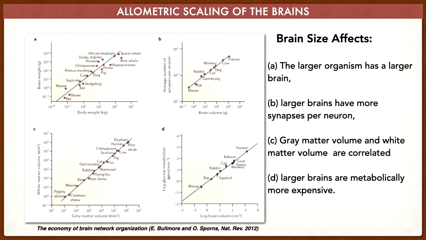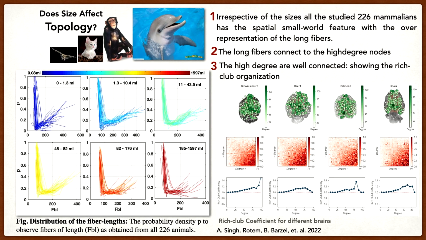So we already know that in case of the brain there is allometric scaling. So we wanted to ask this question with the help of our collaborator at Tel Aviv University, who had data for 226 mammalian brains. And we were asking whether size affects the topology, because we had data for brain sizes ranging from 0.08 milliliter to 1597 milliliter. So from the brain of a bat to the brain of a dolphin.